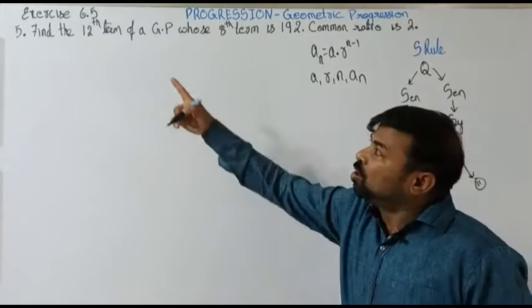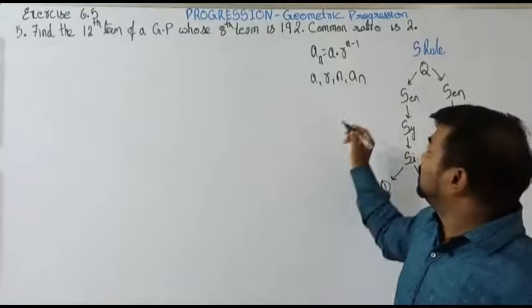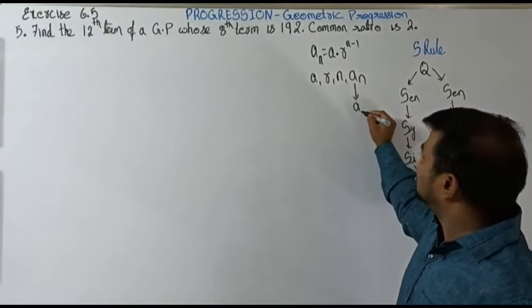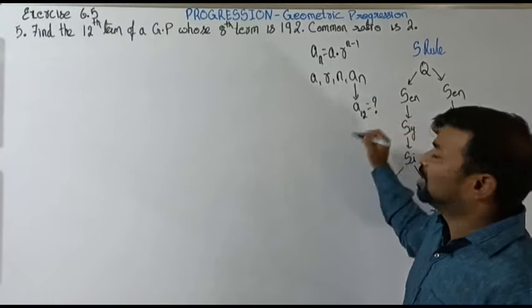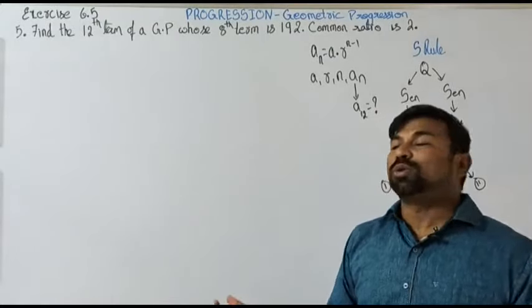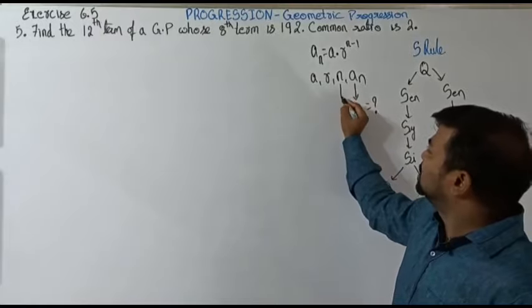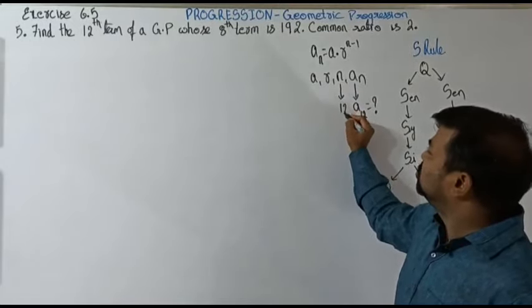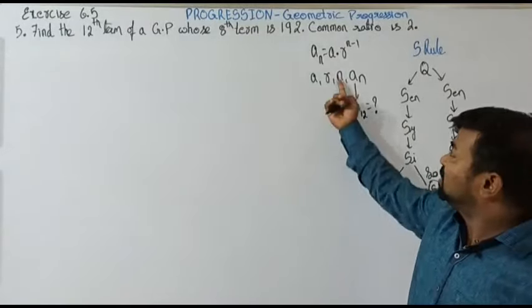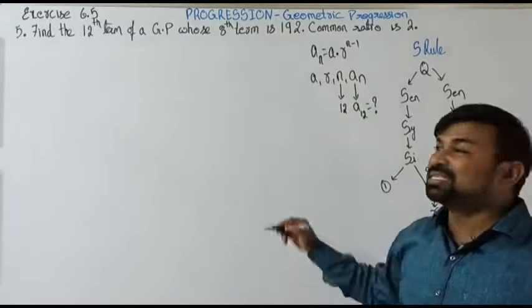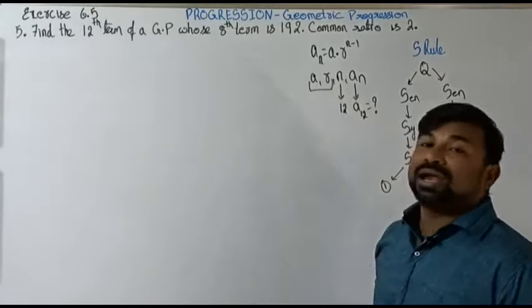Now, what is being asked? Find the 12th term. Means he is asking what is a12. This is what he is asking. So n is equal to 12. Okay, now what are the two things missing? We have A and R.